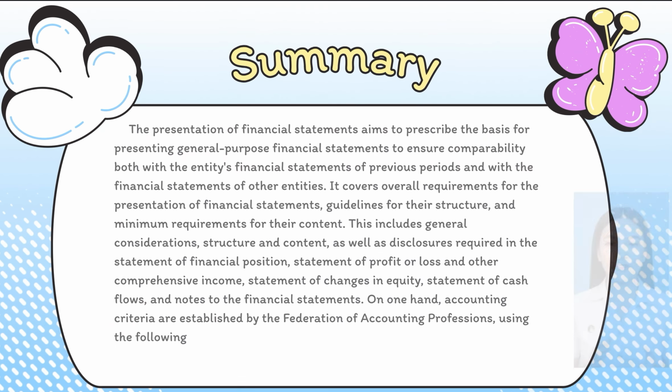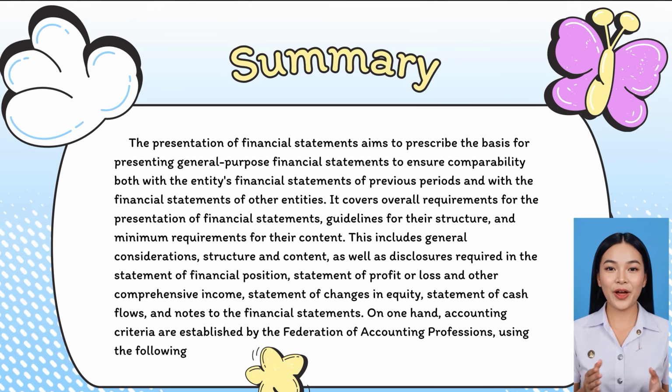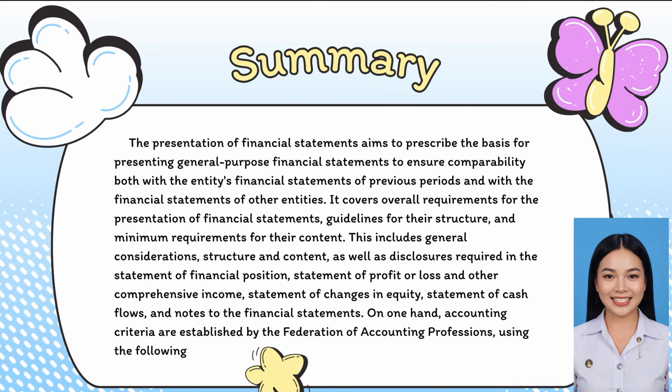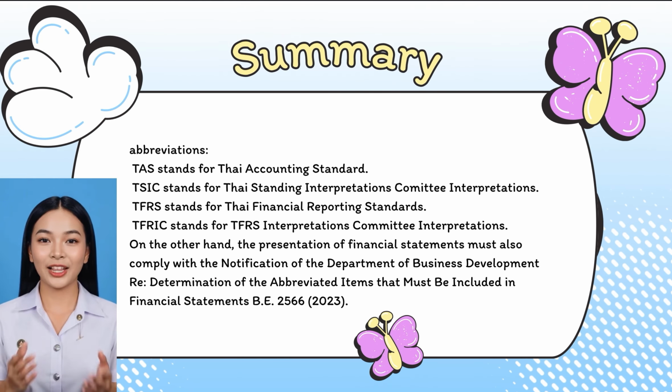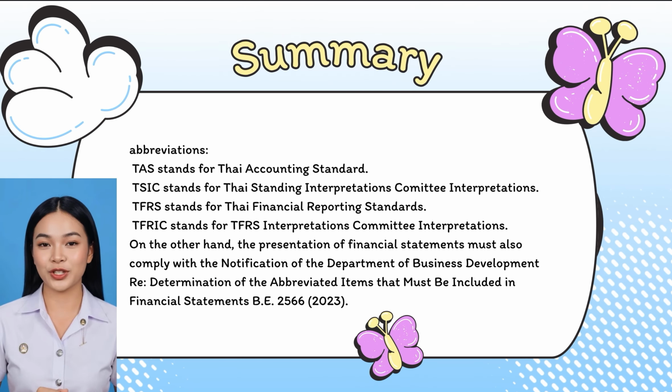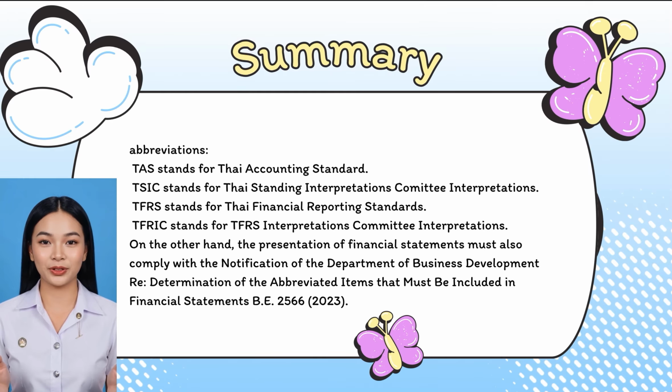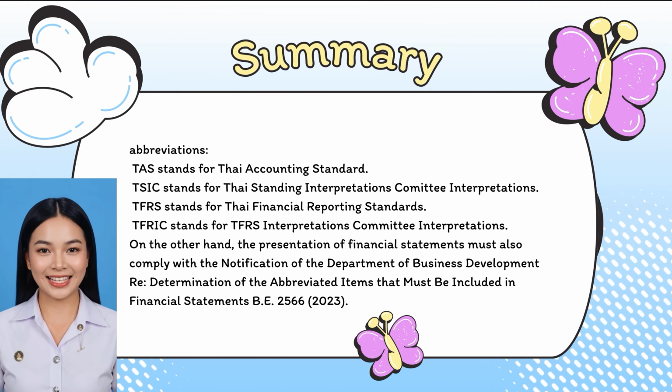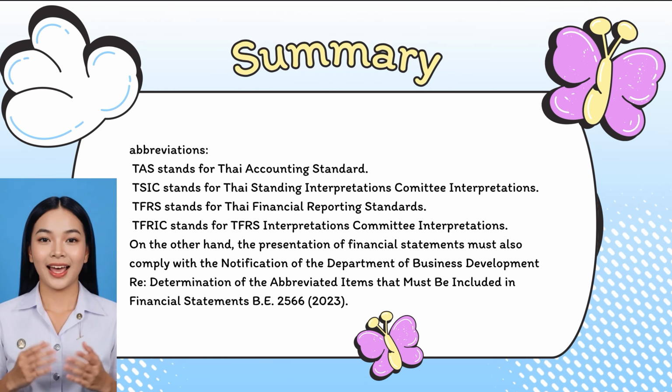Moving to Slide 10, we have the Statement of Profit or Loss and Other Comprehensive Income, or OCI, which measures financial performance. Companies can present this as a single unified statement or as two separate statements. It breaks down profit or loss, total OCI, and total comprehensive income. In Thailand, financial statements adhere to regulations set by the Federation of Accounting Professions, including TAS, TFRS, TSIC, and TFRIC, and regulations from the Department of Business Development.